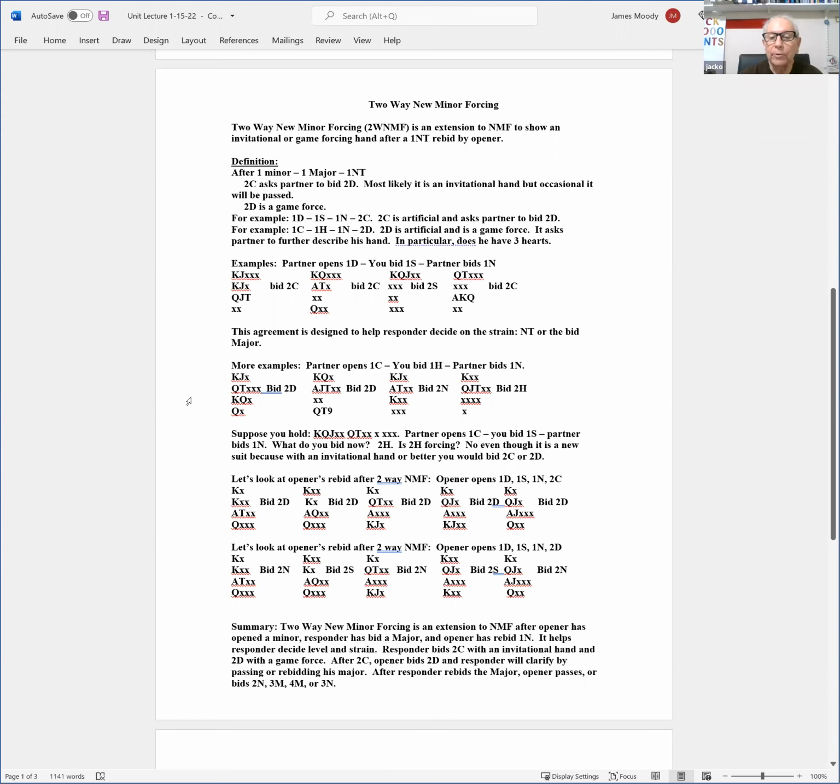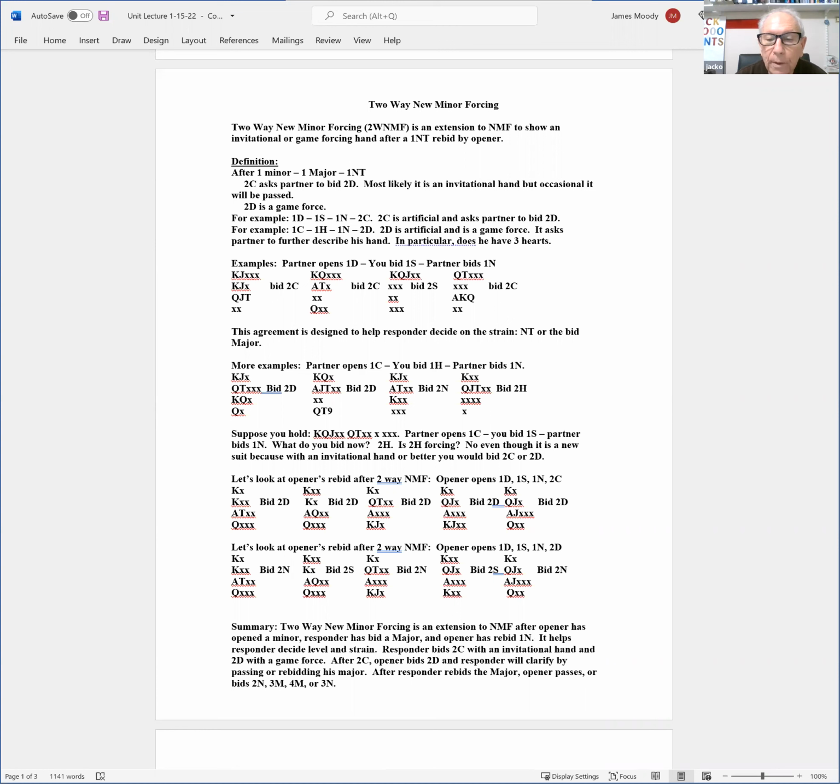2 clubs said to opener, please bid 2 diamonds. And there you go. On these examples, that's whatever his hand was. He bids 2 diamonds. Okay. Let's see what opener does after 2-way new minor. Opener opens a diamond, a spade, and no trump.